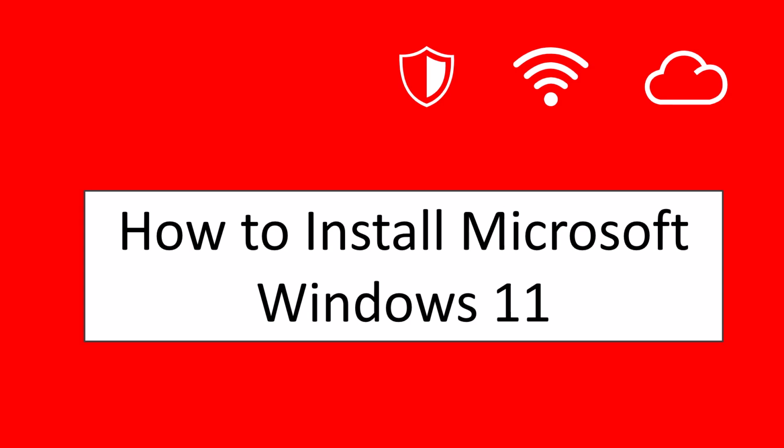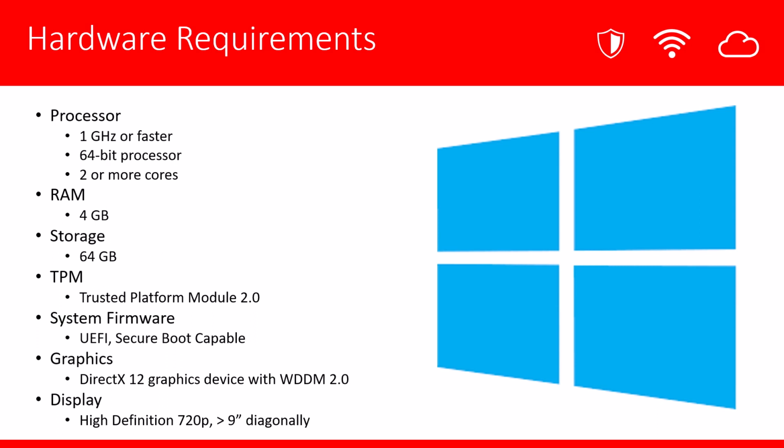In this video, we're going to cover how to install Microsoft Windows 11. Let's first take a look at hardware requirements. For Windows 11, no more 32-bit processors. We'll be installing Windows 11 on a 64-bit processor machine with 2 or more cores. It also requires a minimum of 1 GHz or faster processor.